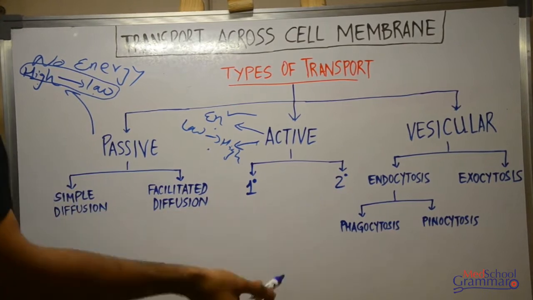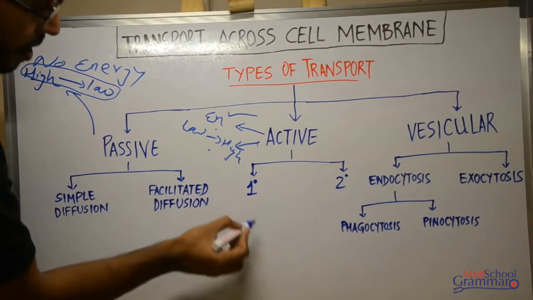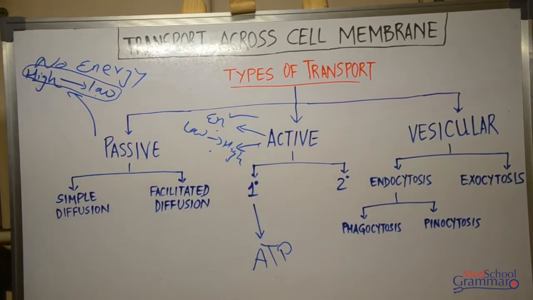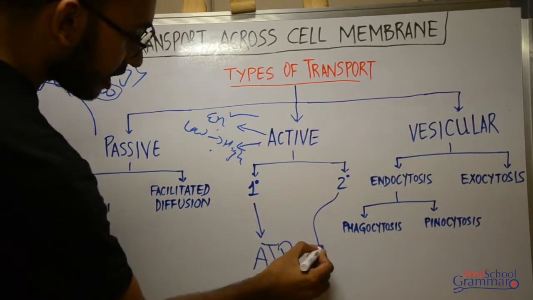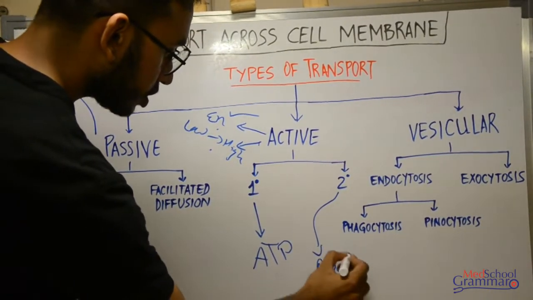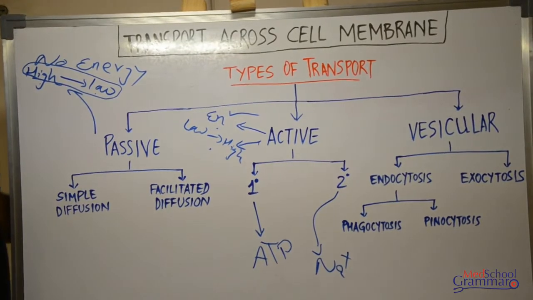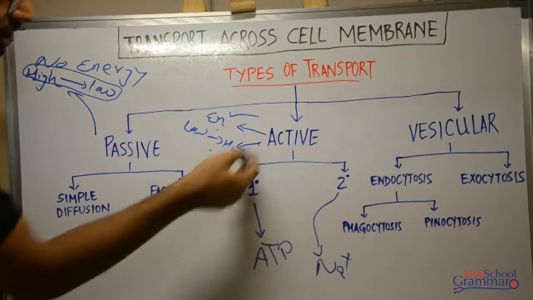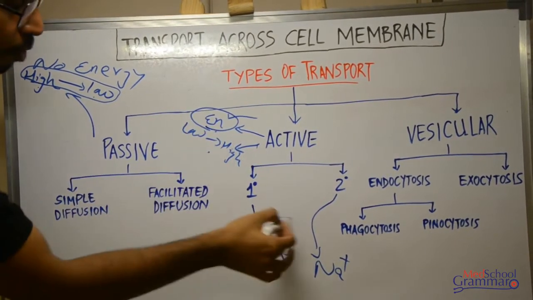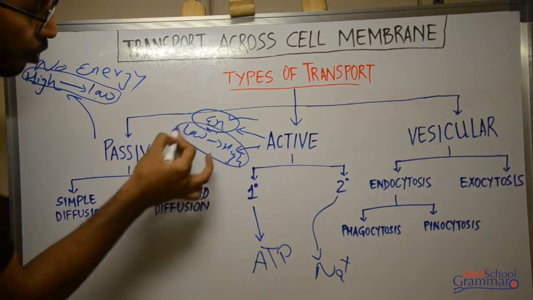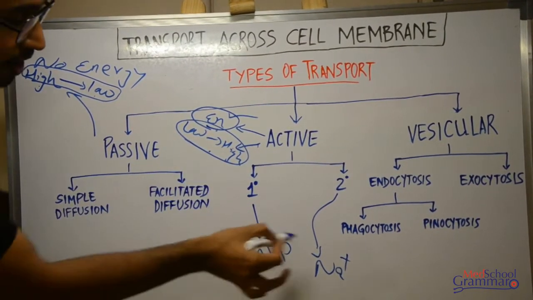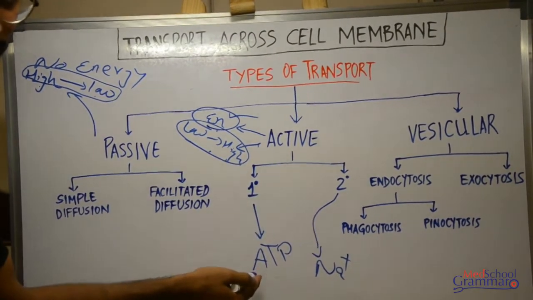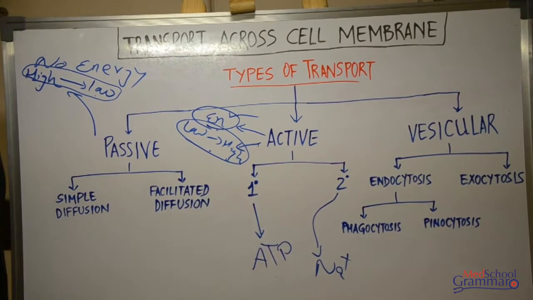Active transport is further of two types, primary and secondary. Primary active transport basically uses ATP as energy source, and secondary active transport basically uses the sodium gradient as energy source. So these are the basic differences in the two types of active transport. Both these transports will use energy, and both these mechanisms will cause the movement from low to high concentration, but the utilization or the source of energy is different. In primary active transport it is ATP, and in secondary active transport it is the sodium gradient.